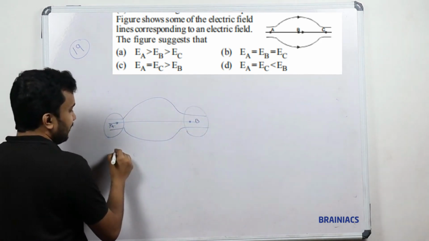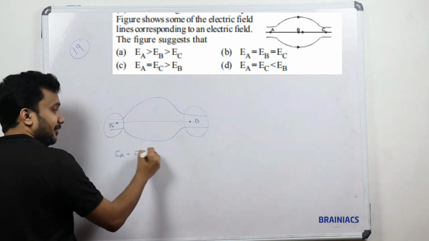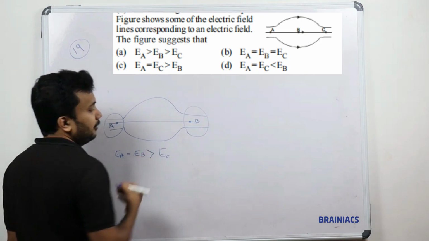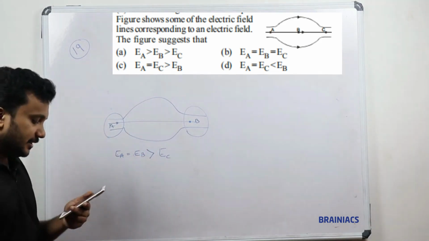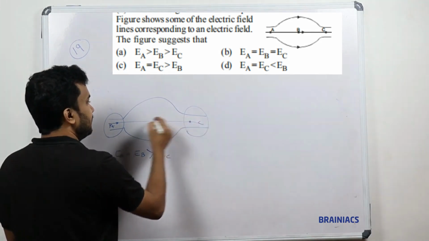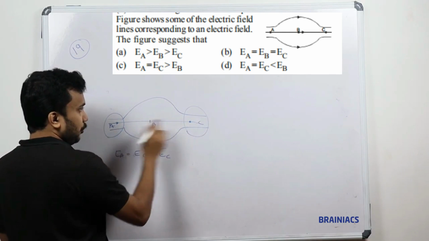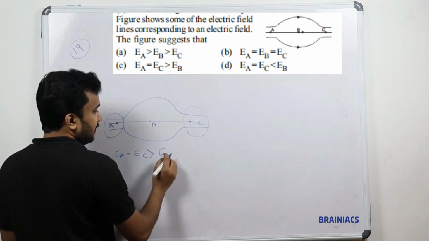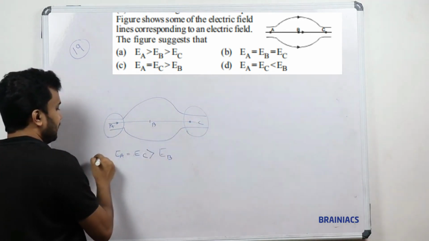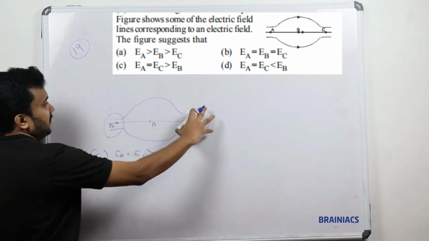Which means the electric field at point A will be equal to the electric field at point B, and definitely this is greater than the electric field at point C. This is C as given in the question, and this is B. So EA will be equal to EC, both are equal, and this is greater than that of EB. So the answer matches with your option C, because both are of the same intensity.